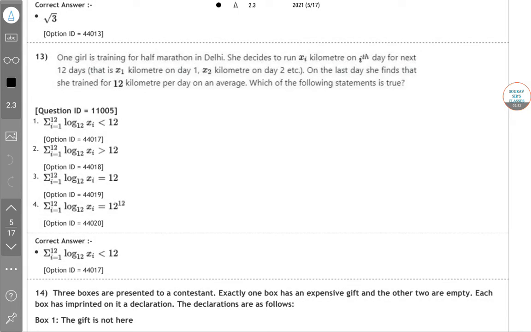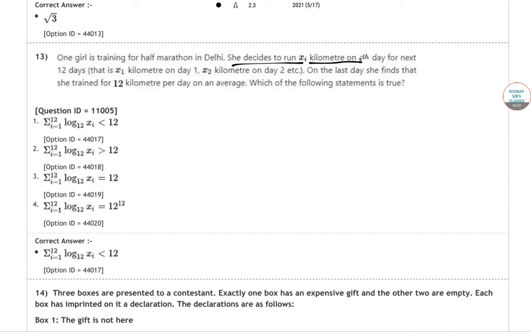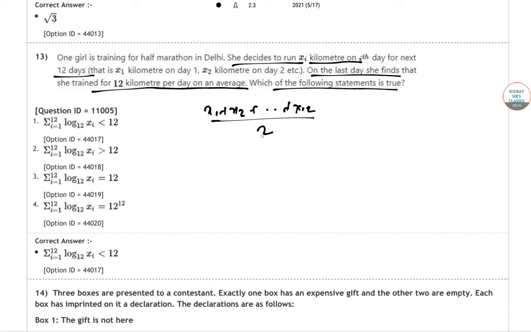One girl is training for a half marathon in Delhi. She decides to run x1 kilometers on the first day, and so on for 12 days. On the last day she finds out that she ran 12 kilometers per day on average. Which statement is true? Well, x1 plus x2 up to x12, divided by 12, is equal to 12. So the summation of xi is 144.